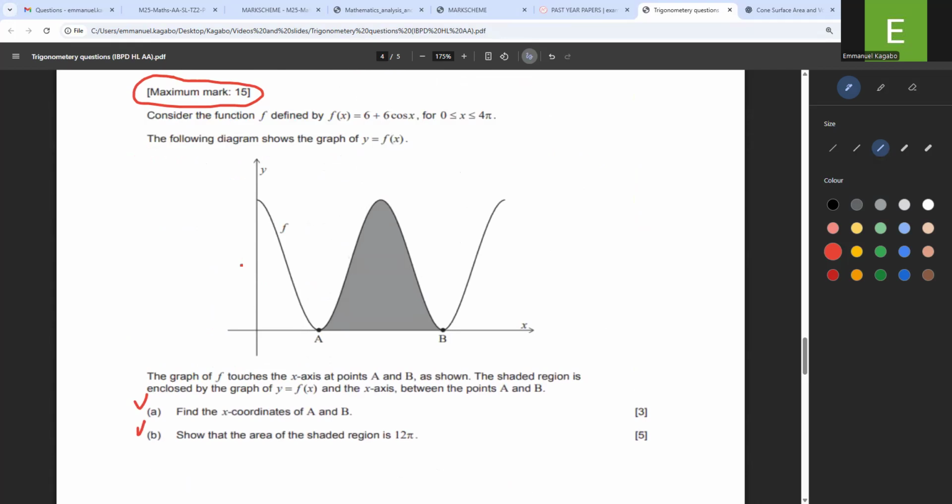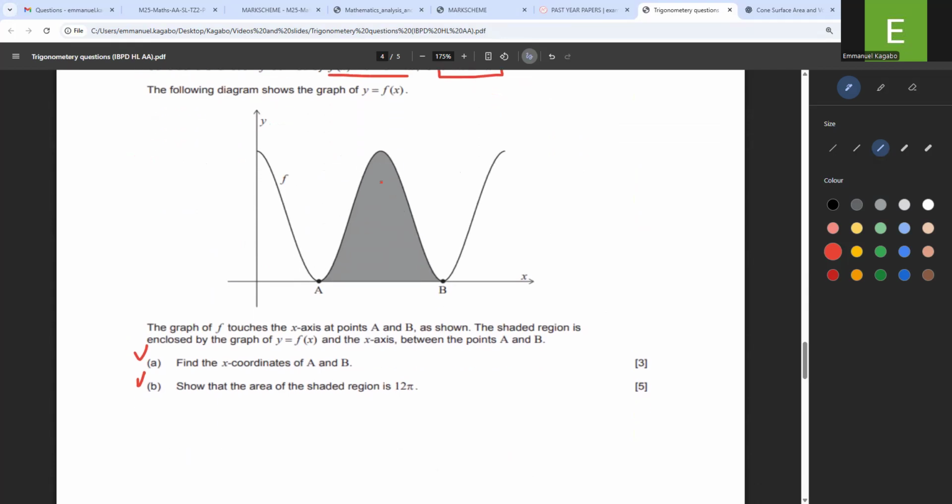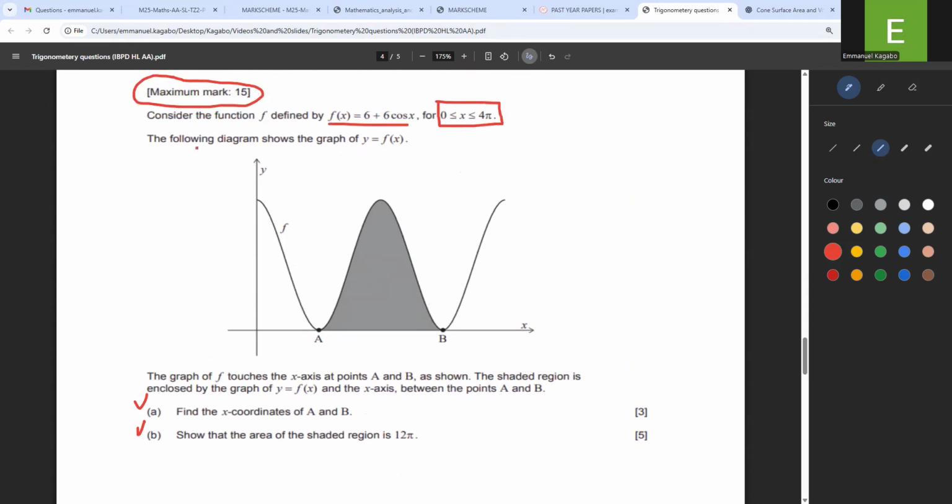What do we have here now? So they gave you this. Let me try to underline the keywords here. This is the function given, and then they told you the domain of your function is from 0 to 4 pi. Okay, pay attention to that. That's very important. Now, then they say the following diagram shows the graph of y equals f(x). f(x) is this one there. That's the one they're talking about.